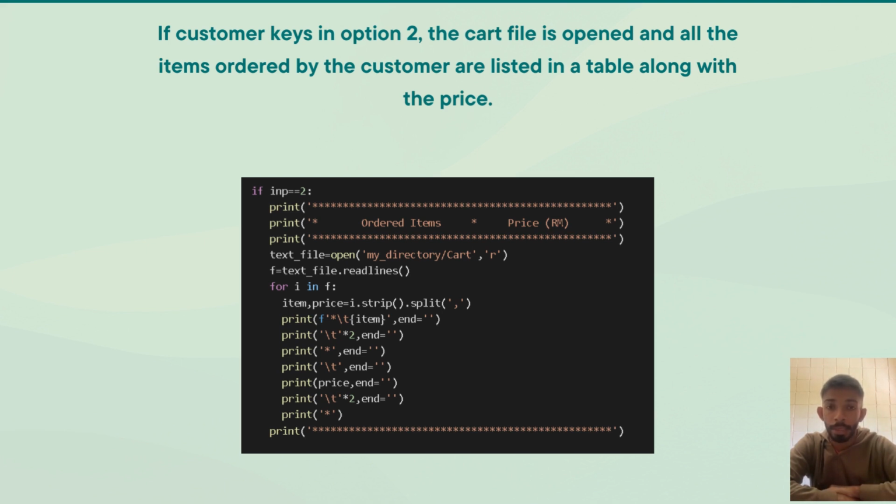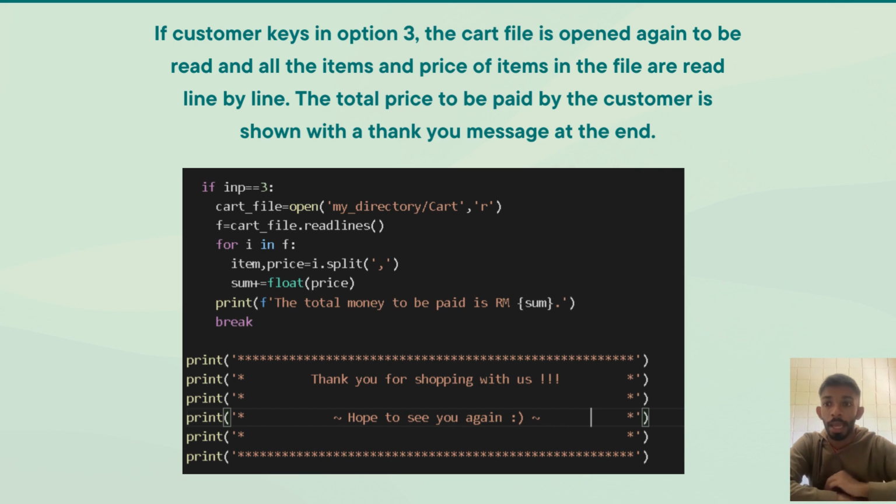When the customer keys in input 2 in the main menu, the cart file will be opened to be read and a table will be displayed, showing both the ordered items and the price for each item. Finally, when the customer keys in input number 3 in the main menu, which is to check out and pay, the cart file will be opened again to be read and all the items and prices displayed in the table earlier will be read line by line, and the sum of the price will be calculated, and the total money that has to be paid by the customer will be displayed with a thank you message at the end.